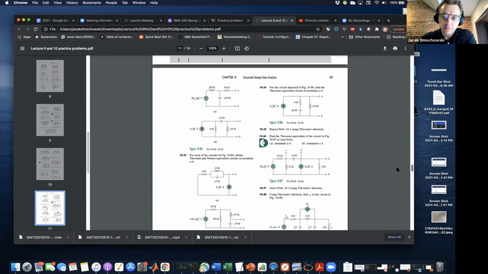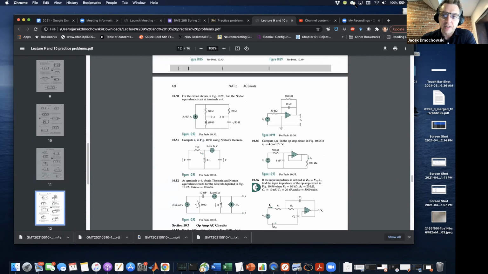But historically, they've come from nodal analysis, mesh analysis, and Thevenin and Norton.